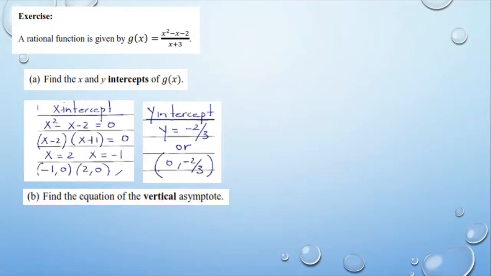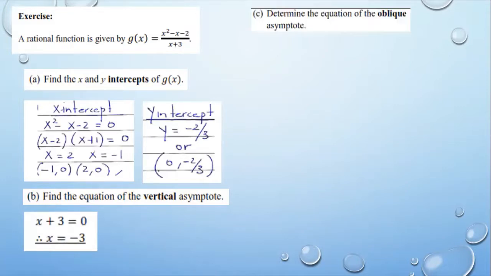Next one, find the equation of the vertical asymptote. Now to find the vertical asymptote, you have to put the denominator equal to 0, which is x plus 3. So put x plus 3 equal to 0, then minus 3 both sides, you'll get x equals -3. Then comes the oblique asymptote.